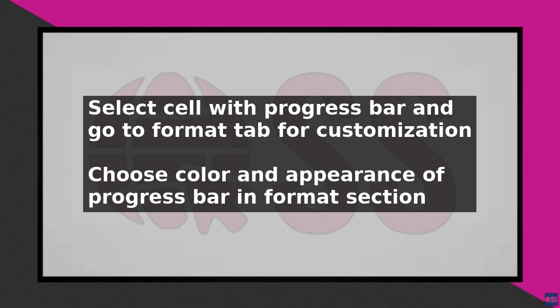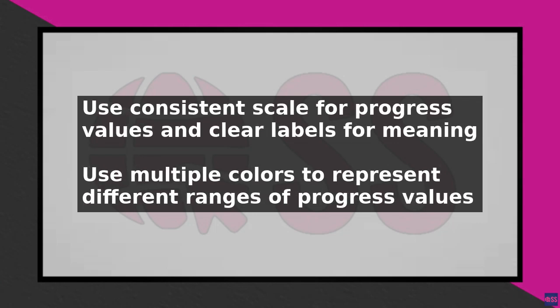Best practices for creating progress bars in Google Sheets include using a consistent scale for the progress values, such as a scale of 0 to 100, and using clear and concise labels to explain the meaning of the progress bar. You should also use conditional formatting to make the progress bar more visually appealing and easy to understand.